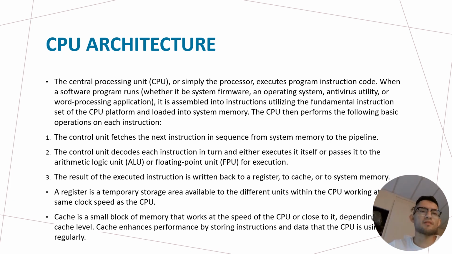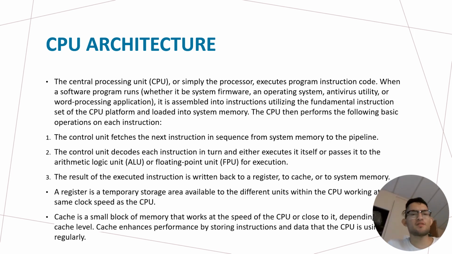The CPU, or simply the processor, executes program instruction code. When a software program runs, whether it be system firmware, an OS, antivirus, a utility, or a word processing application, it is assembled into instructions utilizing the fundamental instruction set of the CPU platform and loaded into system memory. The CPU then performs the following basic operations on each instruction.